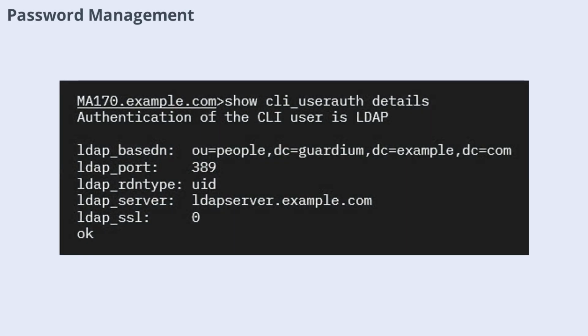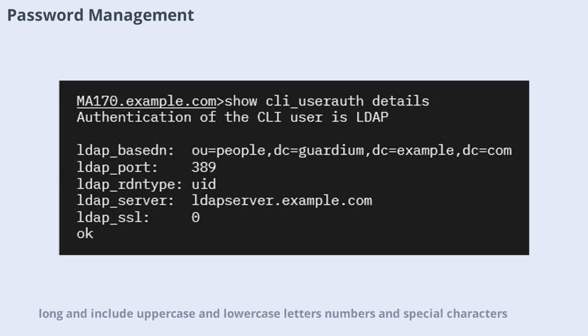Password security is a top priority in Guardium. CLI account passwords have enforced expiration periods, typically set to 60 days by default. Users are required to change their password at the next login. Passwords must be at least 8 characters long and include uppercase and lowercase letters, numbers, and special characters. These policies help protect your system from unauthorized access.